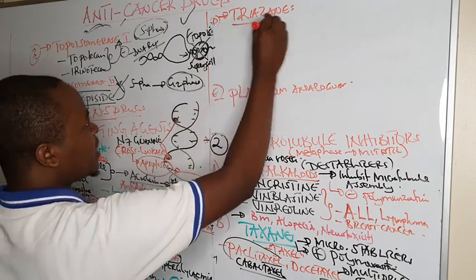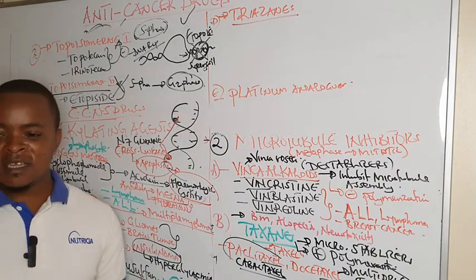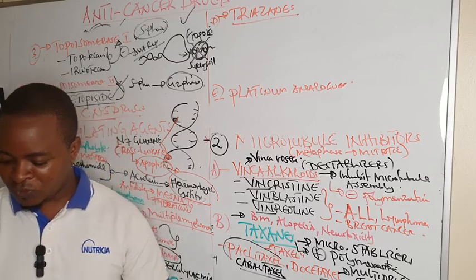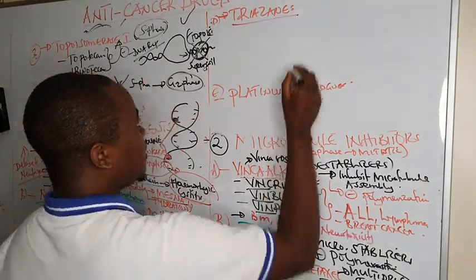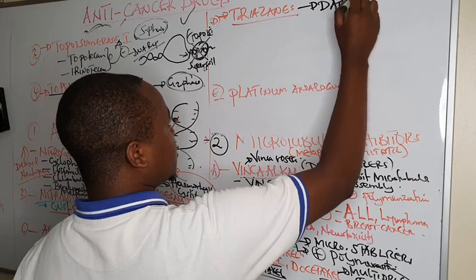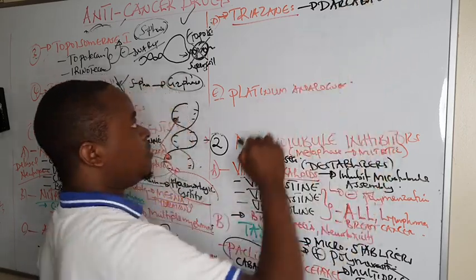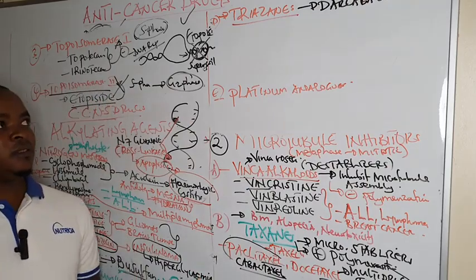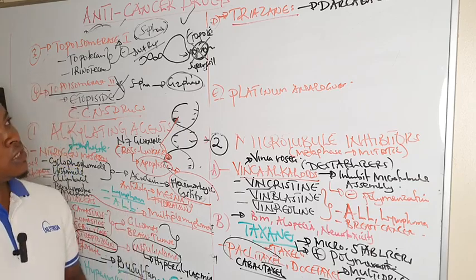So we have another class, which is triazenes. A peculiar example of triazenes is dacarbazine. Dacarbazine as a peculiar example of a triazene. And another example we can see under triazenes is temozolomide.